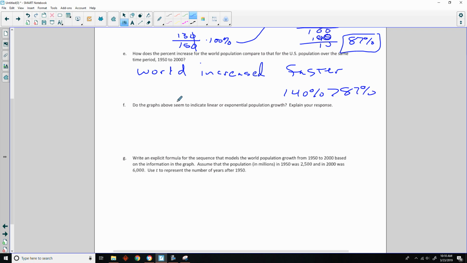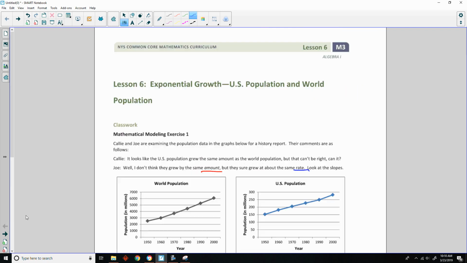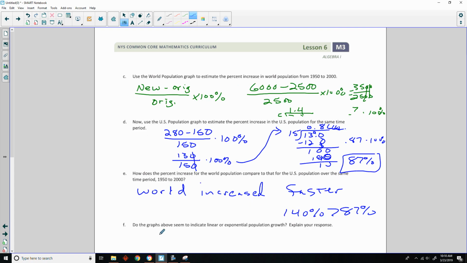F, do the graphs above seem to indicate linear or exponential growth? So if I go back to these here, okay, they look linear. They look like a straight line. So I would say that they seem, notice I would use the word seem, I would say they seem to indicate a linear growth.